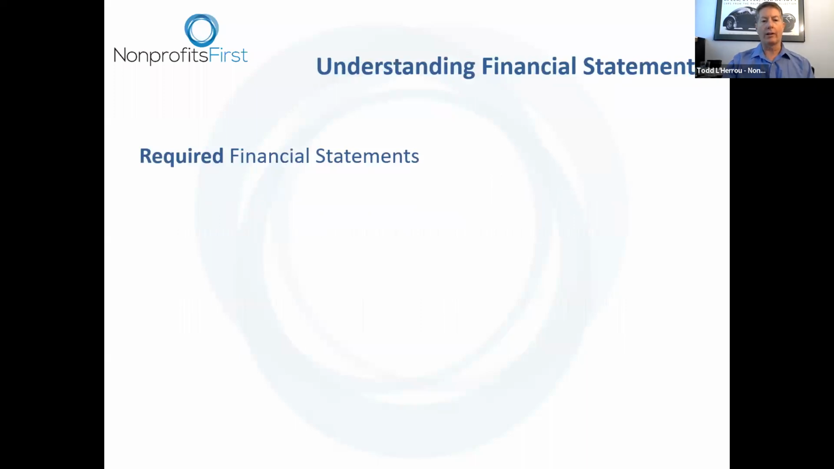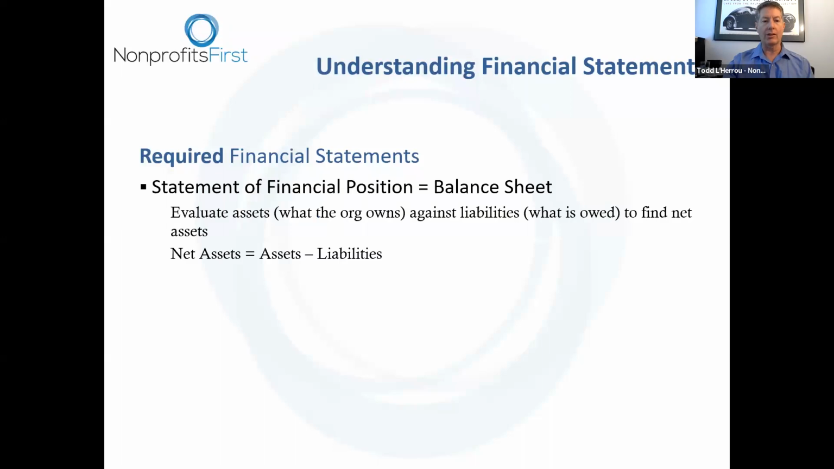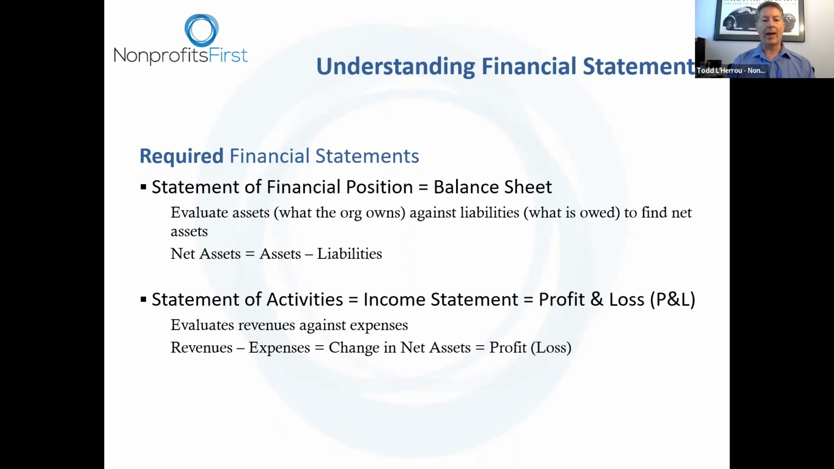So what is required in the way of financial statements? The minimum requirement, every board should be getting these, every organization should be producing these. The statement of financial position, sometimes known as your balance sheet. There are some other terms that are usually used, but those are the most common ones. And the statement of activities, also called the income statement or the profit and loss statement. So the statement of financial position is your opportunity to evaluate assets, what the organization owns, against liabilities, what they owe, to find the net assets. And we'll dig into that a little bit deeper as we go.